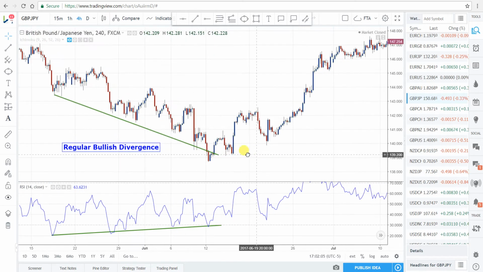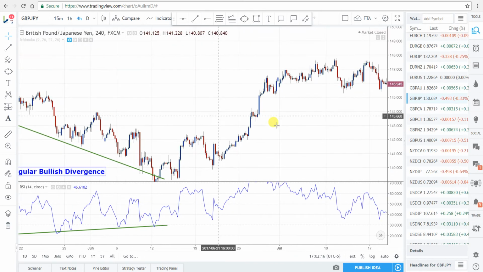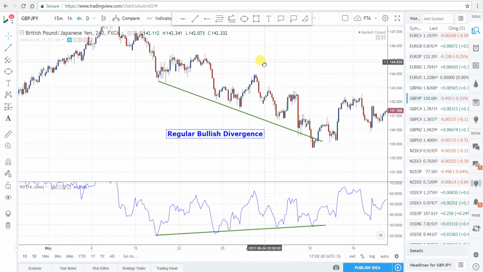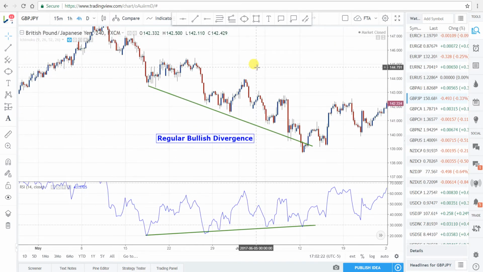And then as you can see, this area does end up finally breaking through resistance levels and continuing and changing to a bullish trend. So that's an example of a regular bullish divergence.